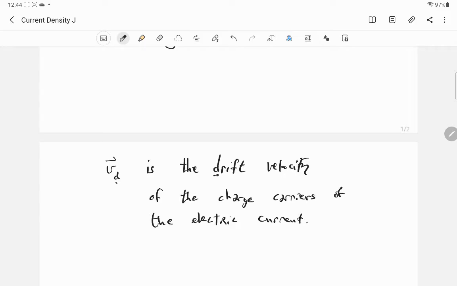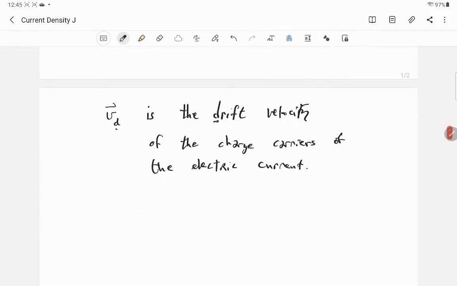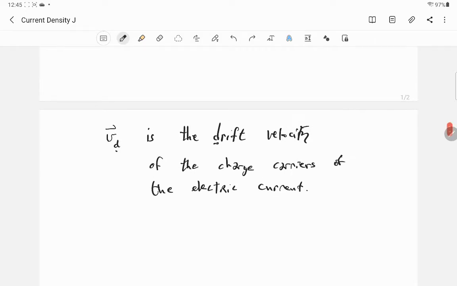So the idea is I have these little electrons, for example. If it's electrons, then I'll have to put in the charge, or actually, let me pull back from there. So let's just square this off. So I've got the drift velocity. It's the velocity of the charge carriers that form the electric current.